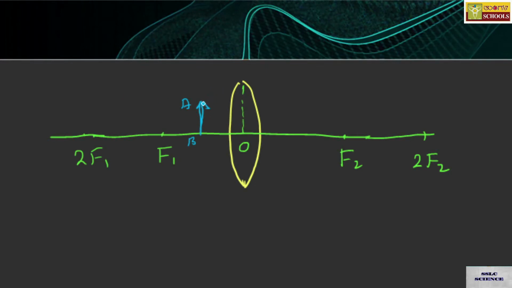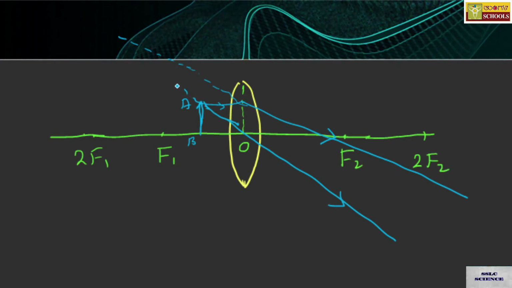So first, what needs to be done? This is the ray which is parallel to the principal axis. You need to draw it, and it will go through F2. Just drag it back if you can, somewhere here. Okay, on the other hand, you have the ray which is passing through O like this. You just drag it back if you can.